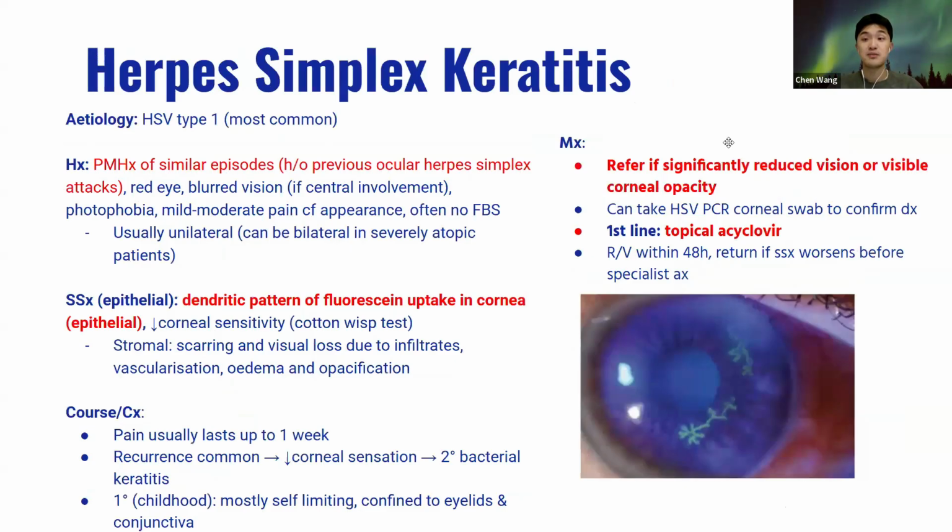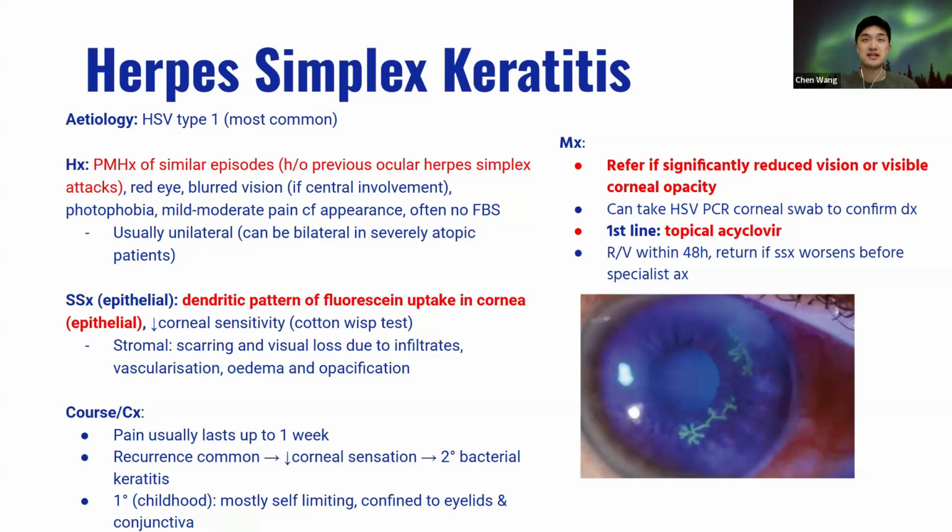For viral, the most important cause of keratitis is herpes simplex virus, and the most common pathogen is HSV type 1. If it helps you to remember, if the infection is above the waist, it's most likely going to be HSV1. If it's below the waist, it's more likely to be HSV2. Past history is important because they may have had similar episodes before, because herpes simplex keratitis is recurrent.